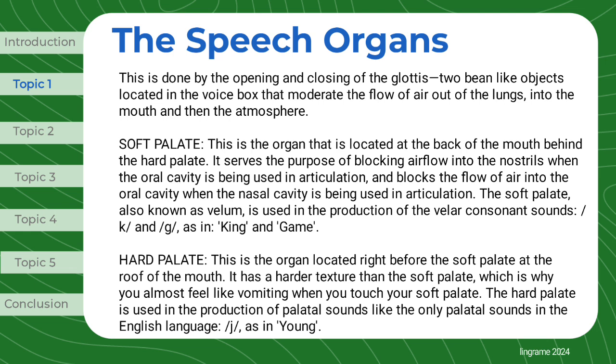Soft palate. This is the organ that is located at the back of the mouth behind the hard palate. It serves the purpose of blocking airflow into the nostrils when the oral cavity is being used in articulation, and blocks the flow of air into the oral cavity when the nasal cavity is being used in articulation. The soft palate, also known as velum, is used in the production of the velar consonant sounds, k and g, as in king and game.